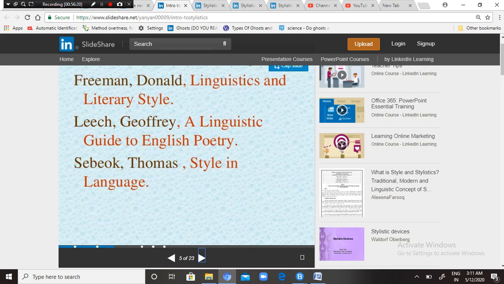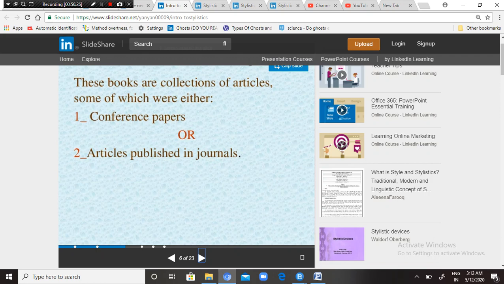These are the family of linguistics in British society and in the whole world. The book is a collection of articles, some of which are either conference papers, articles, or journal publications. In other videos, I will also discuss how to write an article, the parts of an article, and how we can write and publish an article which is our own research material, our own research method.